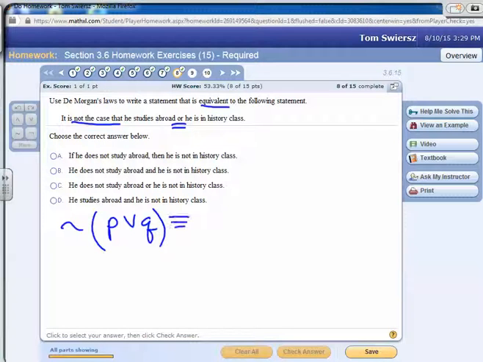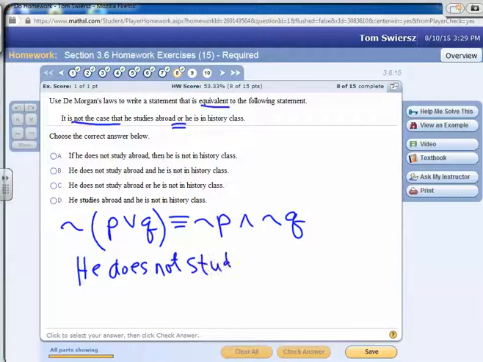So applying De Morgan's laws, we know that what? The negation of an or statement is you negate the P, you change or to and, then you negate Q individually. So then the negation of P is he does not study abroad, and then the word and, right? Because it becomes from a disjunction to a conjunction.